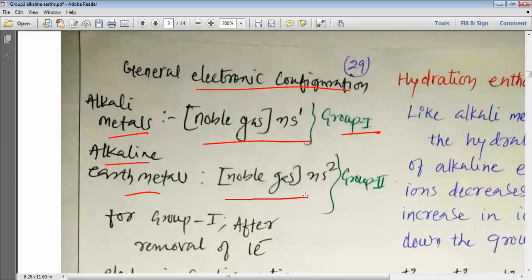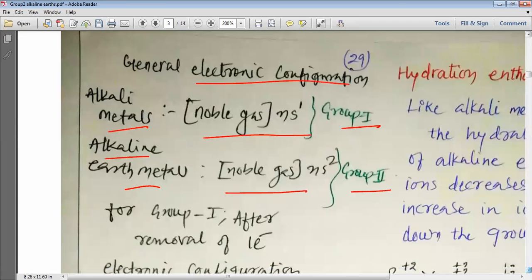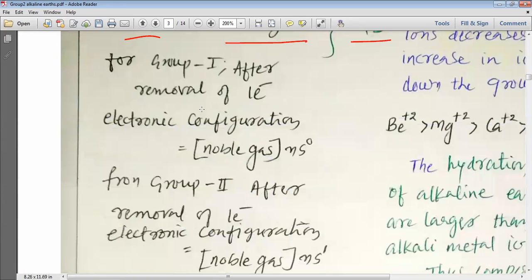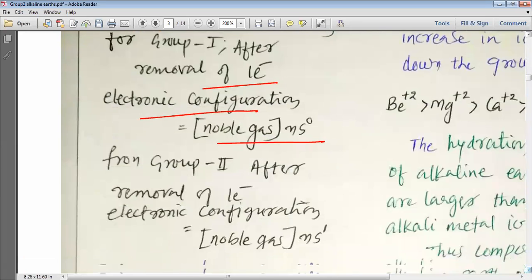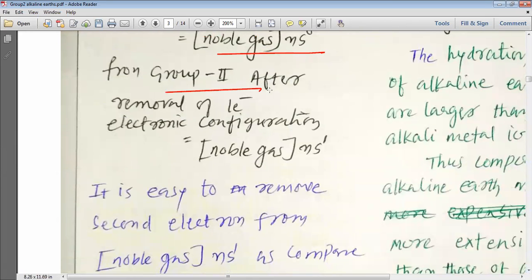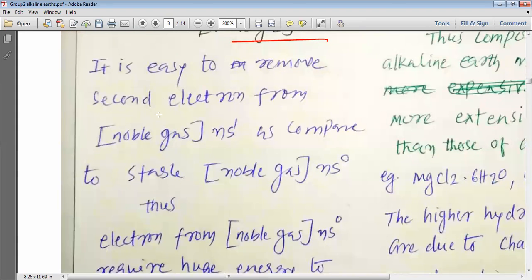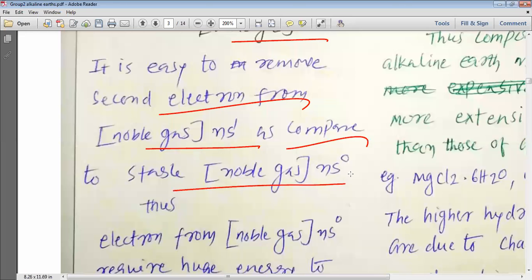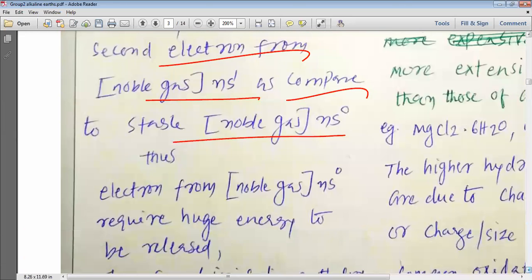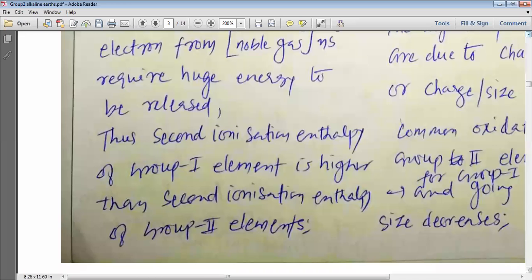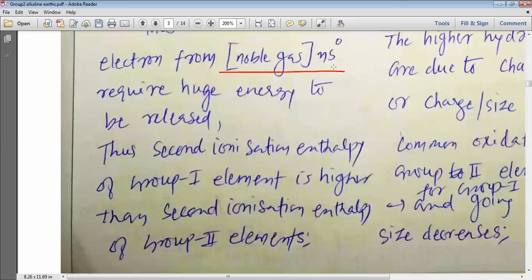For alkaline earth metals, the configuration is noble gas ns2 for group 2. So for group 1, after removal of one electron, the electronic configuration is noble gas ns0, but for group 2, after removal of one electron, the electronic configuration is noble gas ns1. So it is easier to remove the second electron from noble gas ns1 as compared to the stable noble gas ns0, and thus the electron from noble gas ns0 requires high energy to be released.